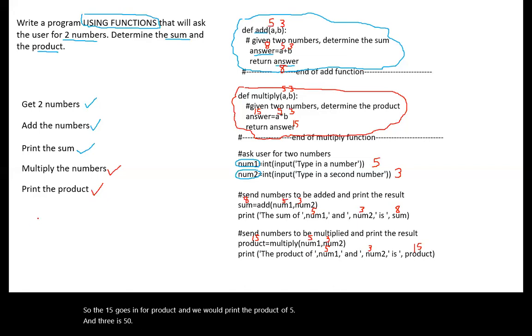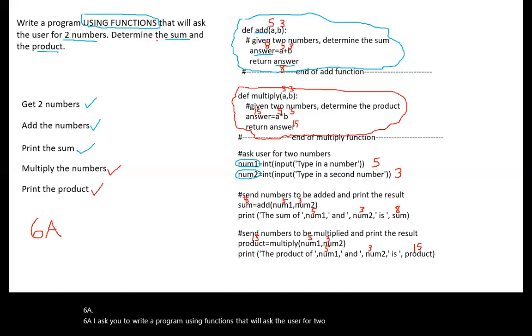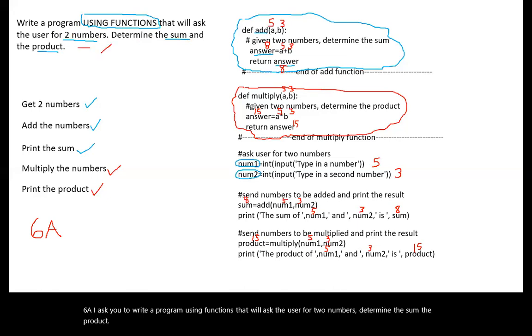Your job, 6A. I ask you to write a program using functions that will ask the user for two numbers. Determine the sum, the product, the difference, and the quotient.